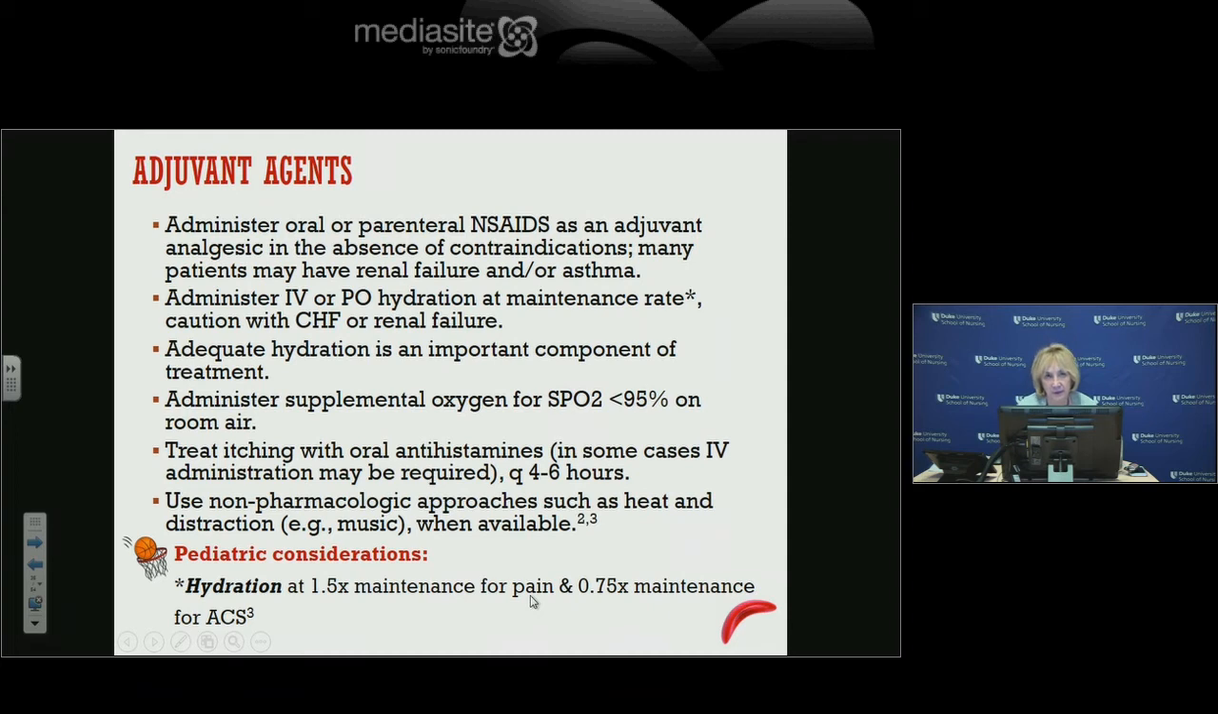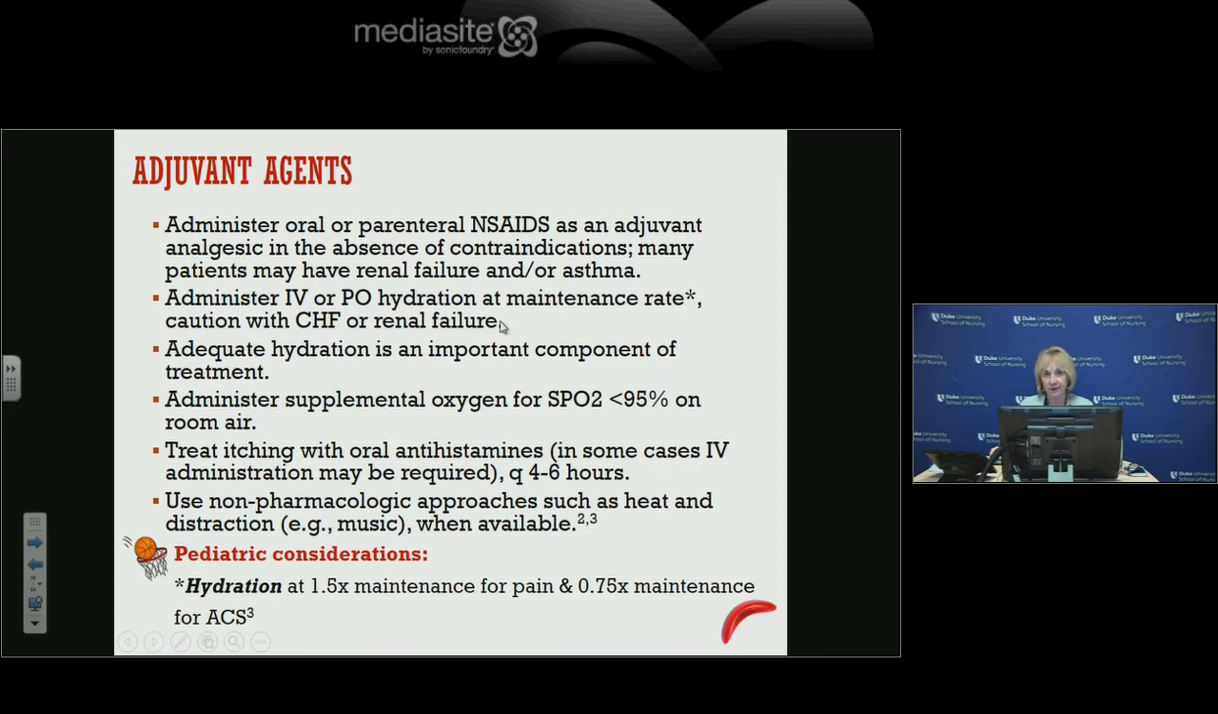And finally, with respect to the guidelines, there are also recommendations about adjunct agents. The guidelines recommend administering oral or parenteral NSAIDs as an adjunct analgesic as long as there's no complications. And this is important because many patients with sickle cell do have renal failure and many have asthma. So right now we think of opioid as a dangerous drug, but for many patients with sickle cell, NSAIDs are a dangerous drug due to this high incidence of renal failure and asthma. And yet for many patients they also work, and we want to use them whenever possible.